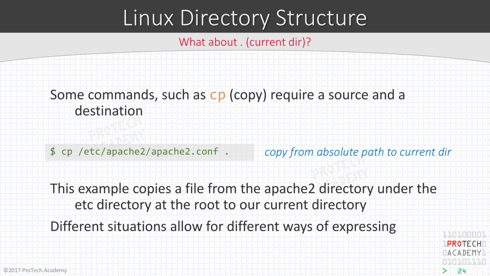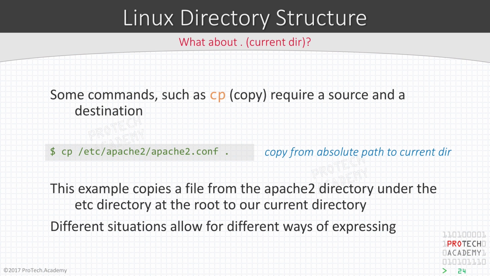Doing a cd dot does nothing. But cp, or copy, requires a source and a destination. What if you need to copy a file from someplace to the directory you're currently in? You could specify the absolute path of your current directory, but that's extra typing, and Unix people don't like to type much. That's where the single dot comes in. In this example, we copy the Apache configuration file using an absolute path to reference it, and we copy it into our current directory by using just the single dot.